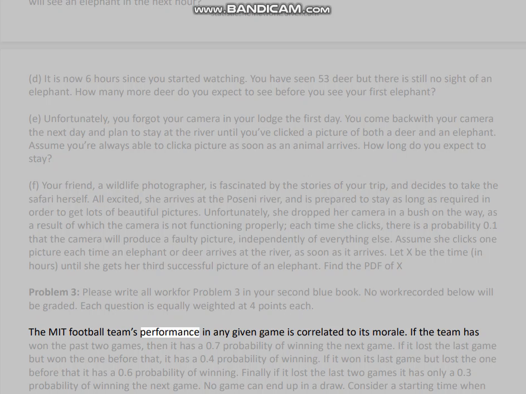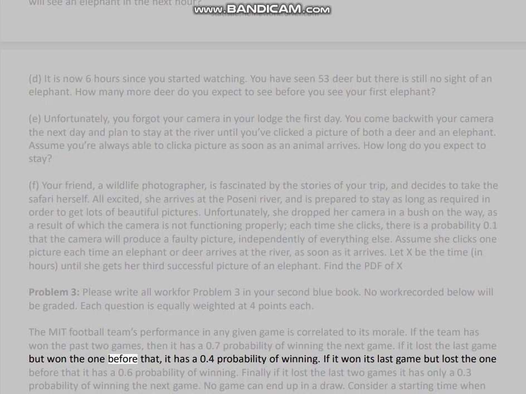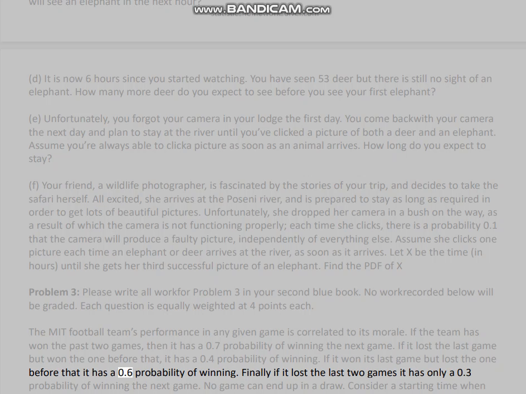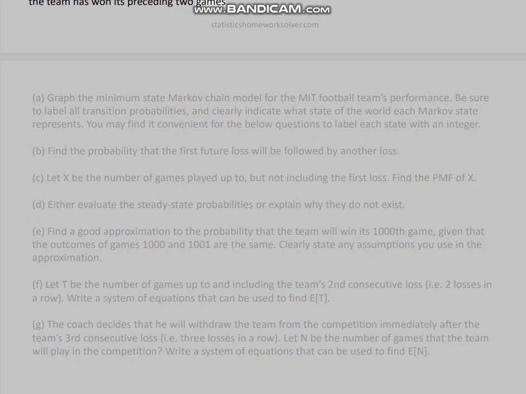The MIT football team's performance in any given game is correlated to its morale. If the team has won the past 2 games, then it has a 0.7 probability of winning the next game. If it lost the last game but won the one before that, it has a 0.4 probability of winning. If it won its last game but lost the one before that, it has a 0.6 probability of winning. Finally, if it lost the last 2 games, it has only a 0.3 probability of winning the next game. No game can end up in a draw. Consider a starting time when the team has won its preceding 2 games.